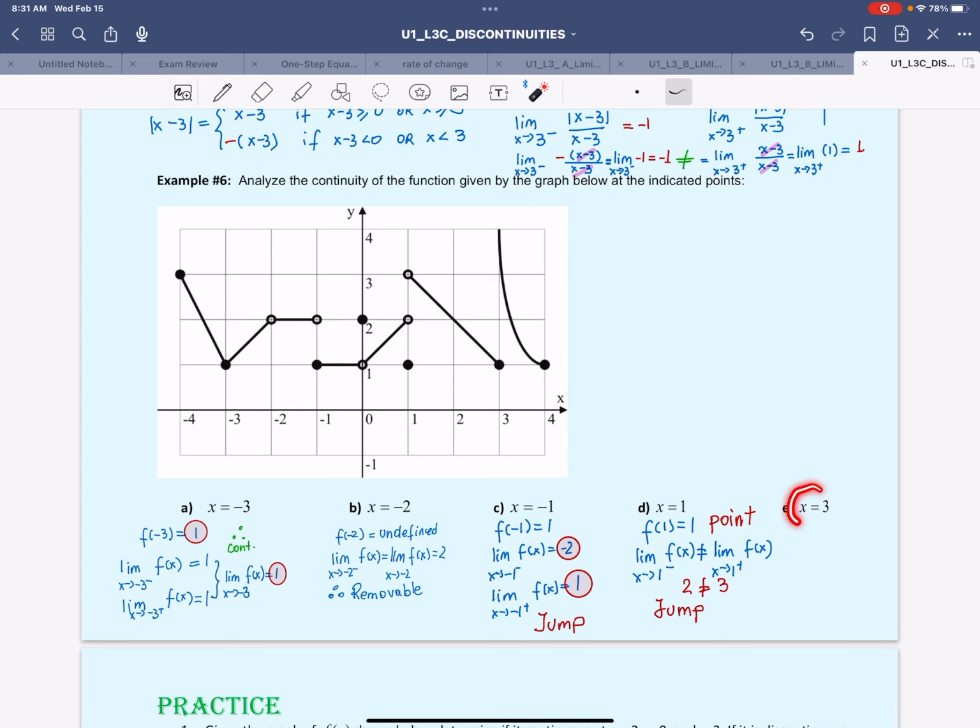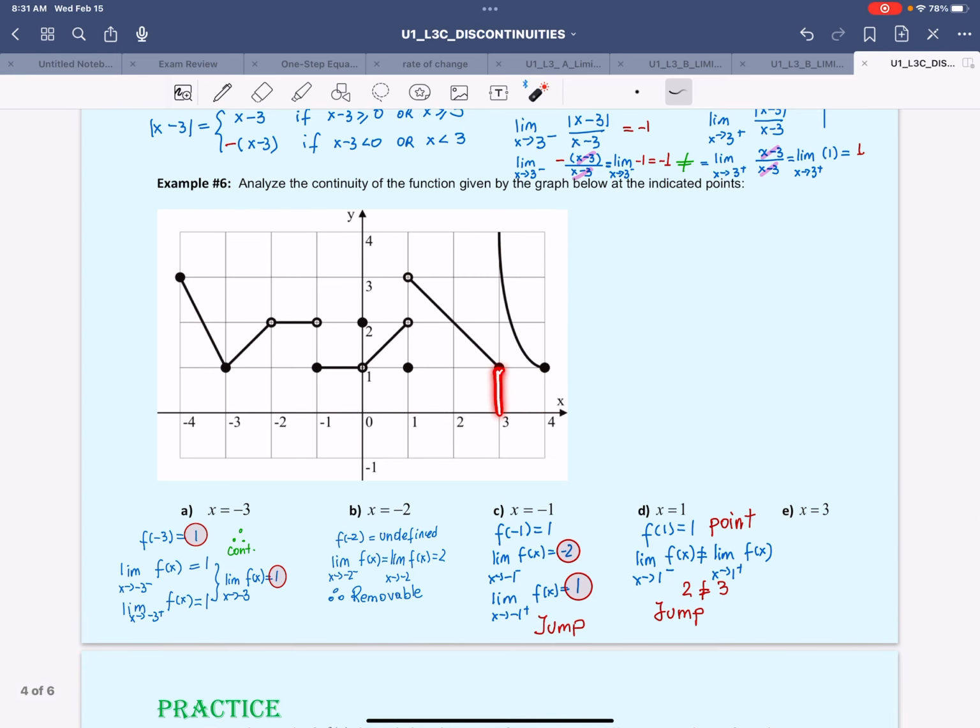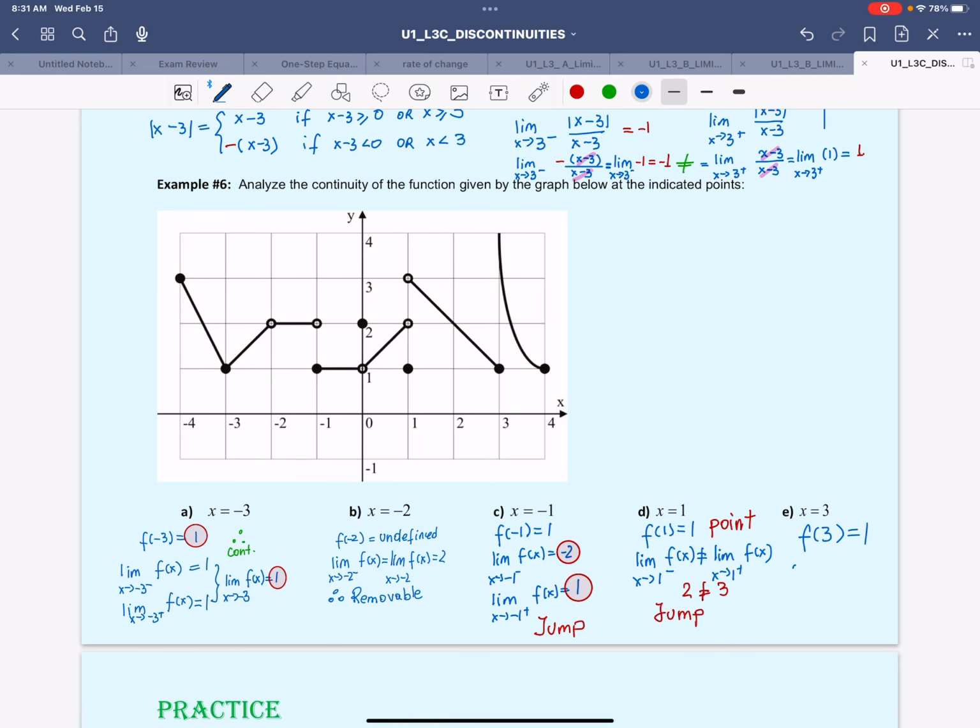So at x equals 3, let's see what happens there. So at x equals 3, we have the value of y equal to 1. So we'll say f of 3 is 1. So the function is defined so far. Now let's take a look at the limit. So when we are approaching here the limit as x goes towards 3 from the left-hand side, you see that on the left-hand side, the values of y are going close to 1. Now, let's take a look at the limit as x approaches 3 from the right-hand side this time.